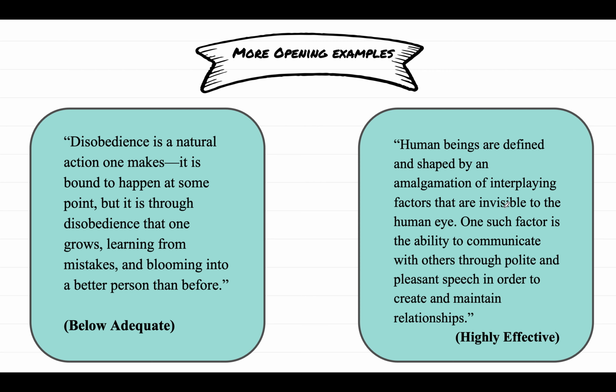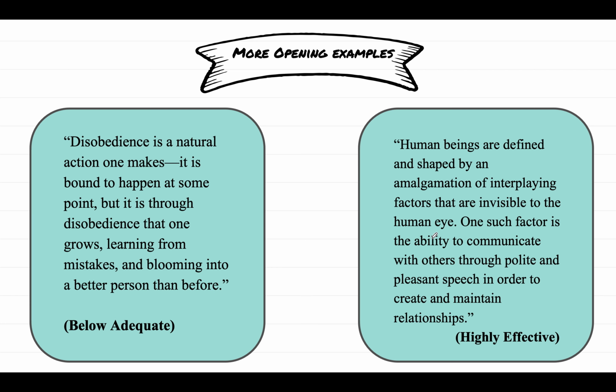This is a highly effective one, for instance. Human beings are defined and shaped by an amalgamation of interplaying factors that are invisible to the human eye. An opening can be more than one sentence. One such factor is the ability to communicate with others through polite and pleasant speech in order to create and maintain relationships. This addresses the prompt.